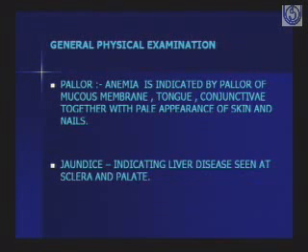A patient of malignancy, an ovarian malignancy, distended abdomen, anemic, wanting to be prepared for surgery, needs a build-up for anemia. Anemia is indicated by pallor of the mucous membranes, tongue, lower palpebral conjunctiva, together with a pale appearance of skin and nails.